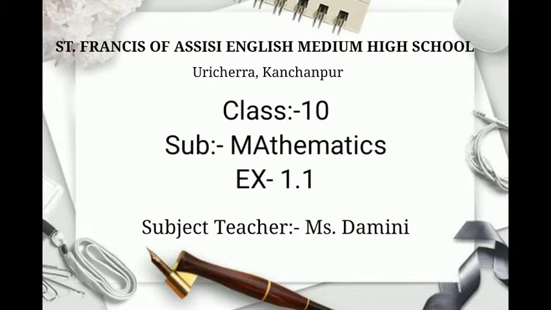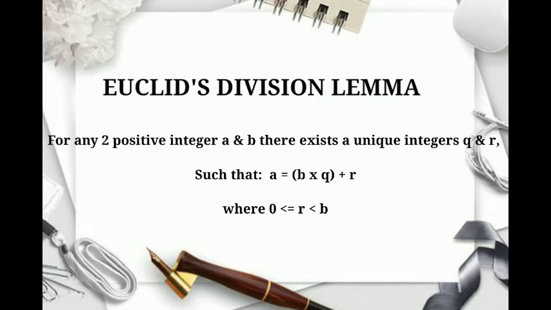Chapter number 1, exercise 1.1. Before solving the exercise questions, it is necessary that we know what Euclid's division lemma is. According to Euclid's division lemma, for any two positive integers a and b, there exist unique integers q and r such that a equals bq plus r, and the value of r must lie between 0 and b. Here a is the dividend, b is the divisor, q is the quotient, and r is the remainder.